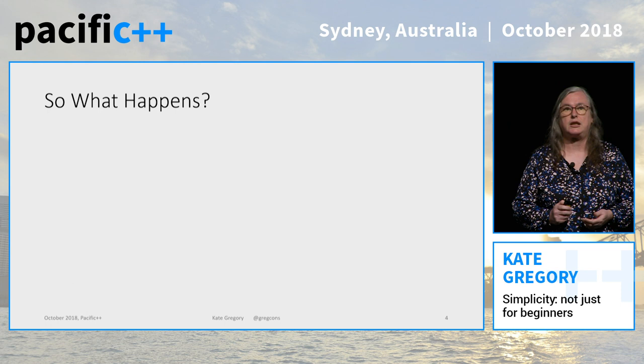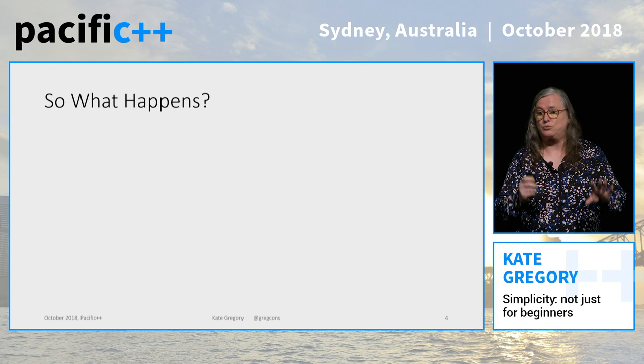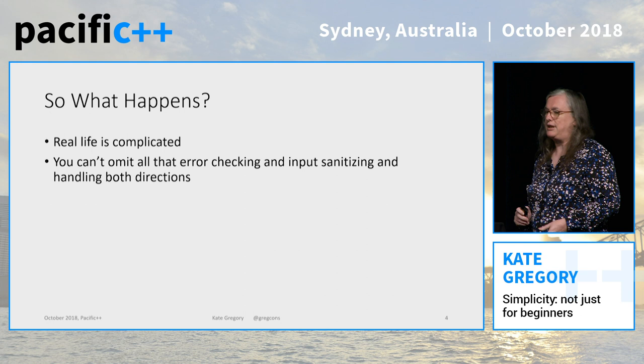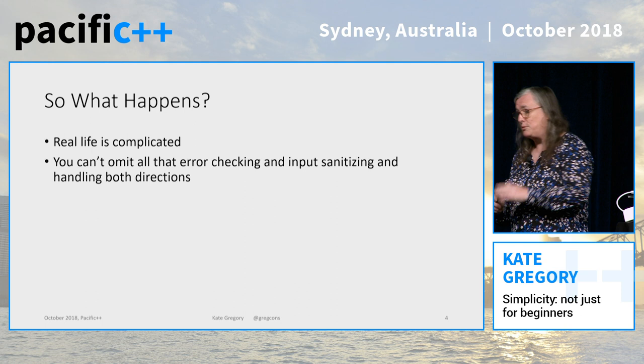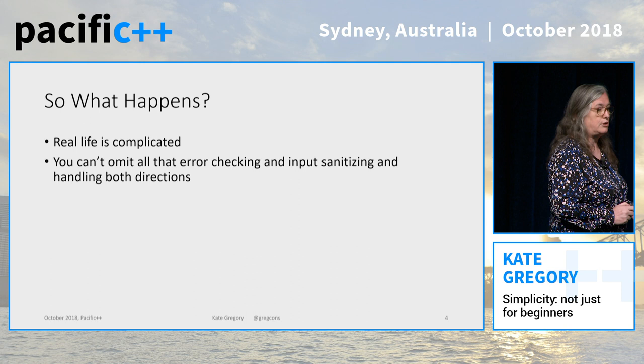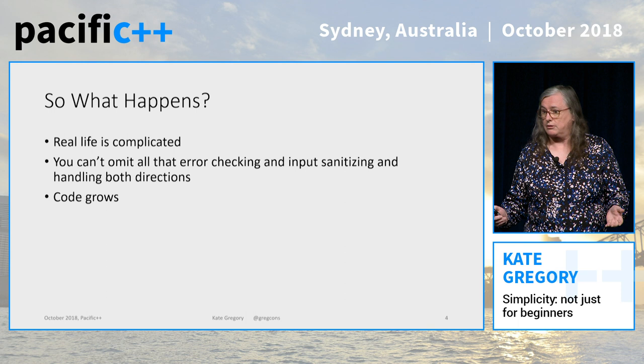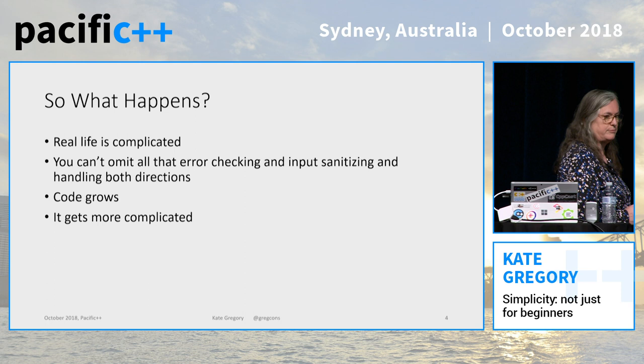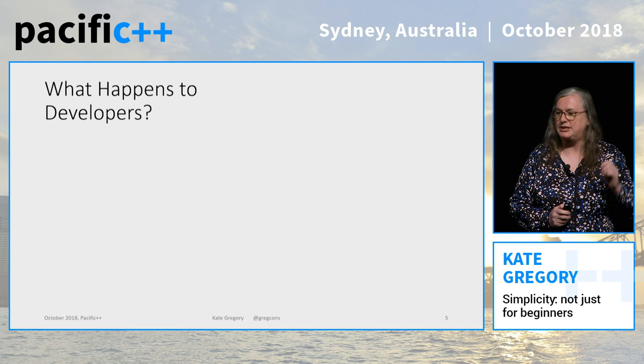That's all fine until people come out of those classes and meet the real world. The real world is complicated. In the real world, you can't leave out error checking. In the real world, you can't leave out input sanitizing. In the real world, you have to move it forward as well as backwards, up as well as down. And you learn that pretty quick when you hit the real world. So, of course, all your code gets bigger. And it gets twisted up in itself. And what happens then is that some people think that's how it's supposed to be.